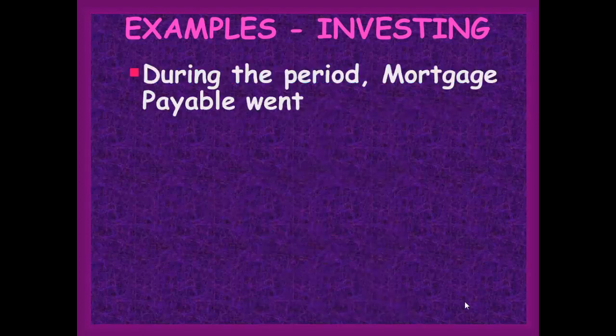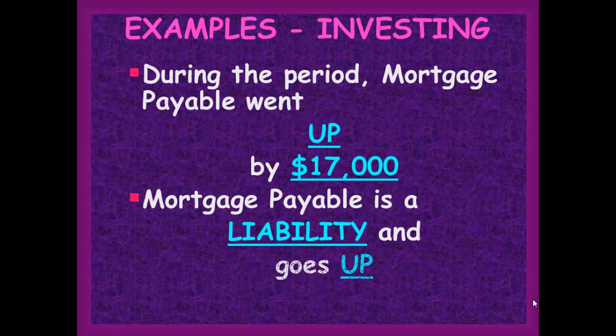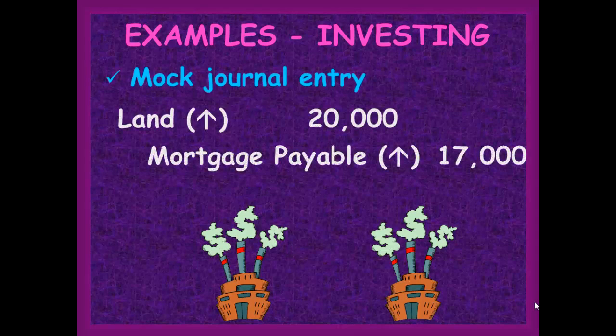Let's think about mortgage payable. During the period, mortgage payable did what? It went up by what, 17,000? Mortgage payable is what type of an account? It's a liability. More of it says it goes up. How do we make a liability go up? With a credit. So let's go down to my journal entry below. We already have a debit to land. Now we're going to have a credit to mortgage payable of 17. So we debited land because that asset went up. We credited mortgage payable to make that liability go up.